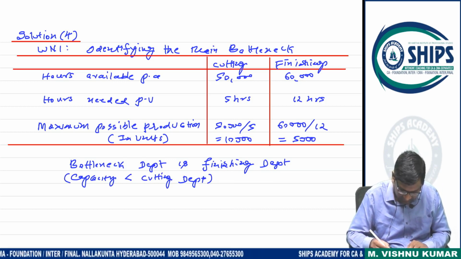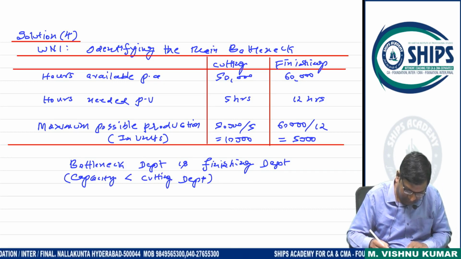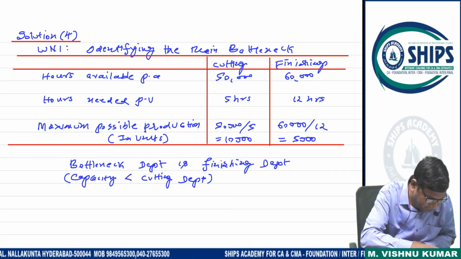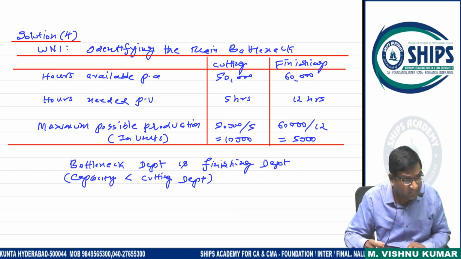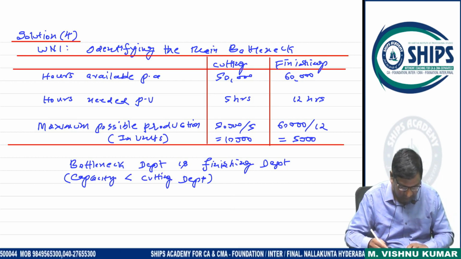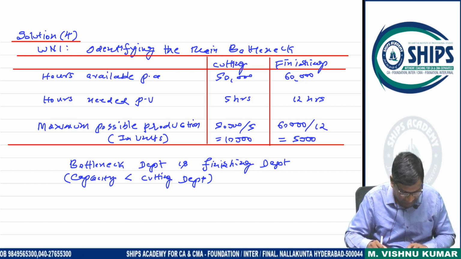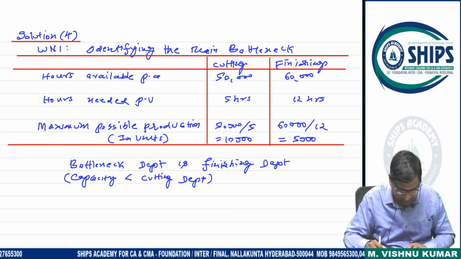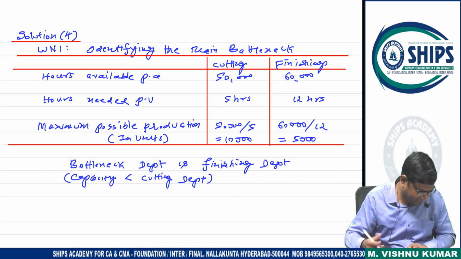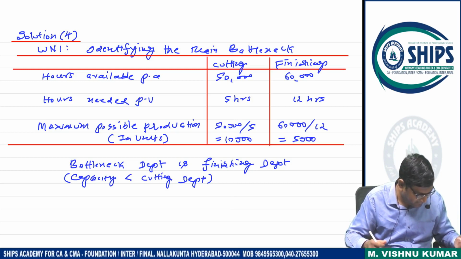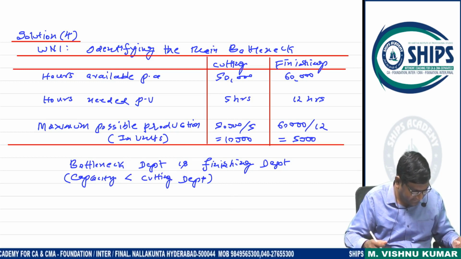Capacity is less than cutting department. Okay. So after this, what is required? Very simple, throughput contribution we can easily calculate. That is selling price minus variable cost.